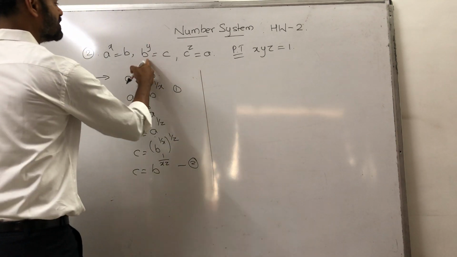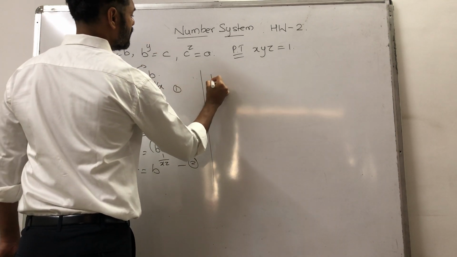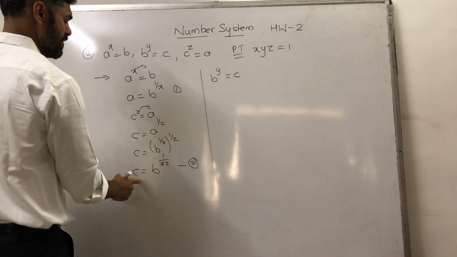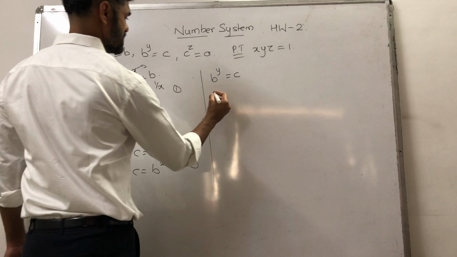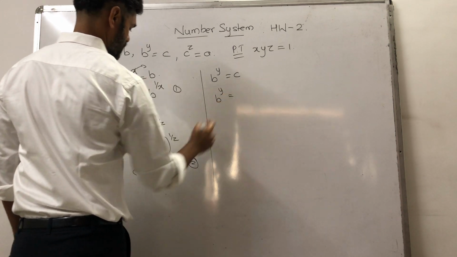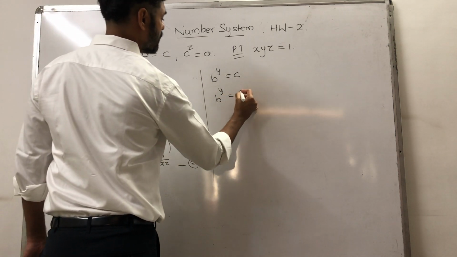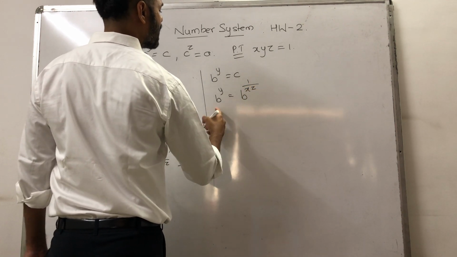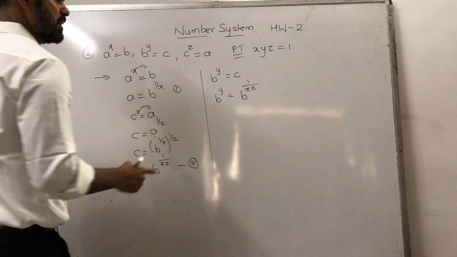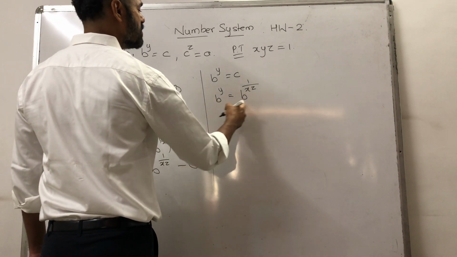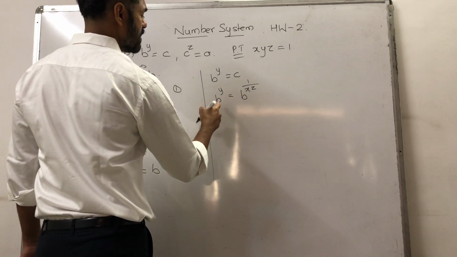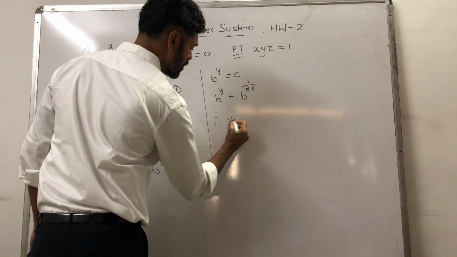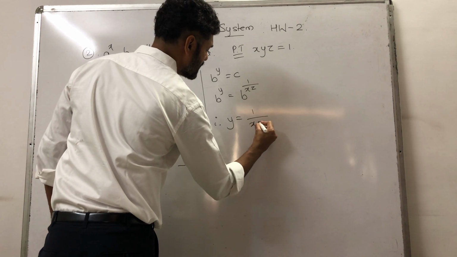Now, this third, one more relation that they have given is that b raised to y is c. But we know what is the value of c. c is b raised to 1 by xz. So we replace c by b raised to 1 by xz. Now here you have LHS and RHS same, and you notice that the bases are also same. If the terms are same and they have the same base, then their exponents also have to be same. So you can say that y equals 1 by xz.